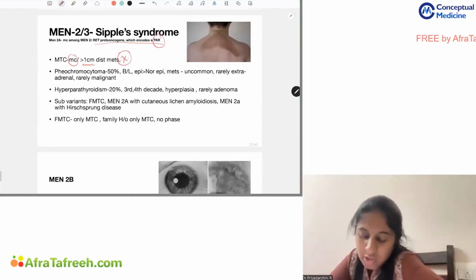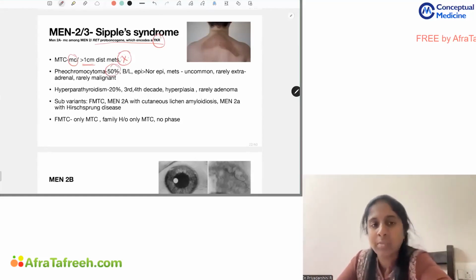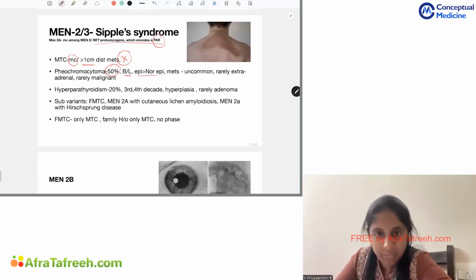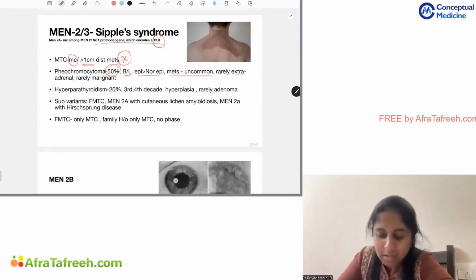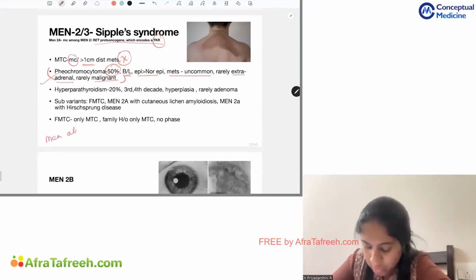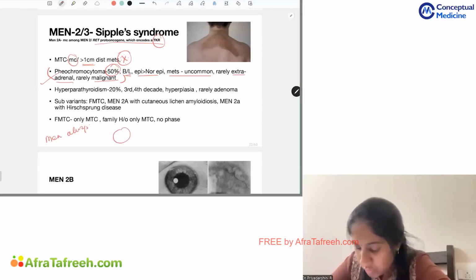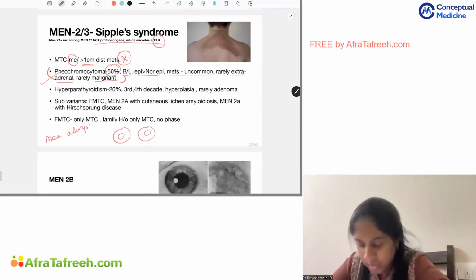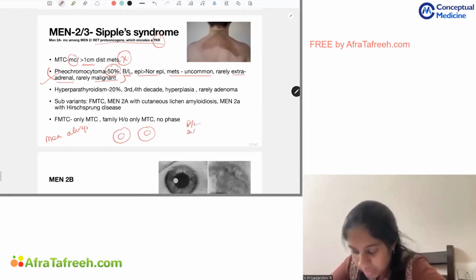Okay, pheochromocytoma would be manifested in 50% of all the MEN syndromes, and it usually would be bilateral, and it would be epinephrine more than norepinephrine secretion. Metastasis is not common, and it will be very, very rarely extra-adrenal and very, very rarely malignant. So it is a very good thing. So usually remember the mnemonic, MEN always obey rules. So if you want to put a rule to pheochromocytoma, what will you do? You will tell the pheochromocytoma to stay within your adrenal. Don't go outside the adrenal. So it will be usually bilateral and usually intra-adrenal.